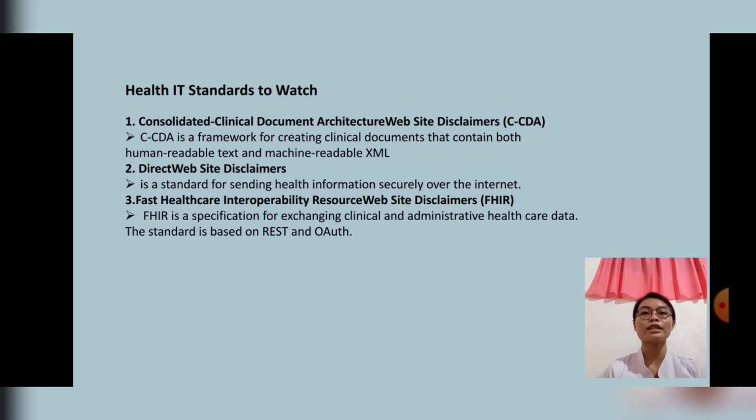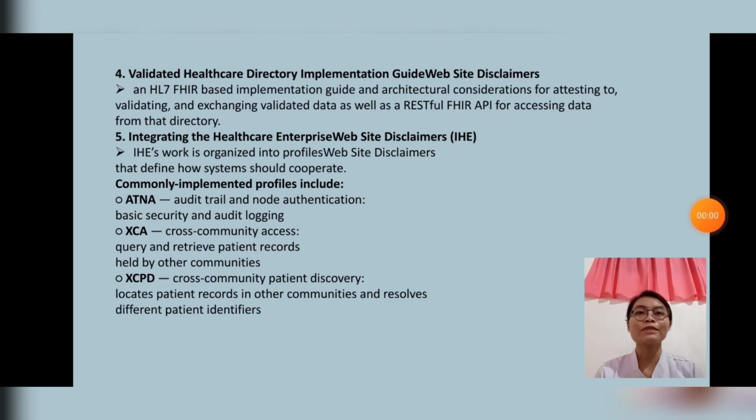The standard is based on REST and OAuth. I don't really know how to pronounce it, I'm sorry. Fourth is the Validated Healthcare Directory implementation guide, an HL7 FHIR-based implementation guide and architectural consideration for attesting to, validating, and exchanging validated data, as well as a RESTful API for accessing data from that directory.